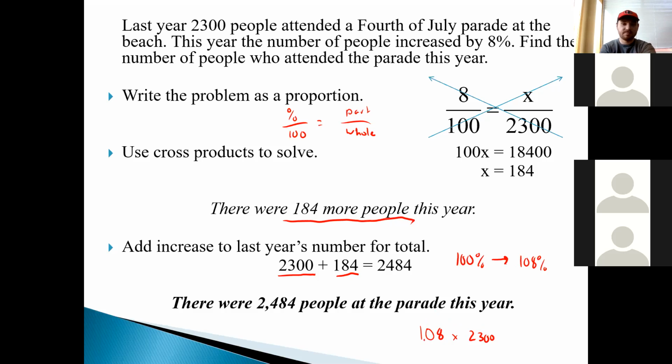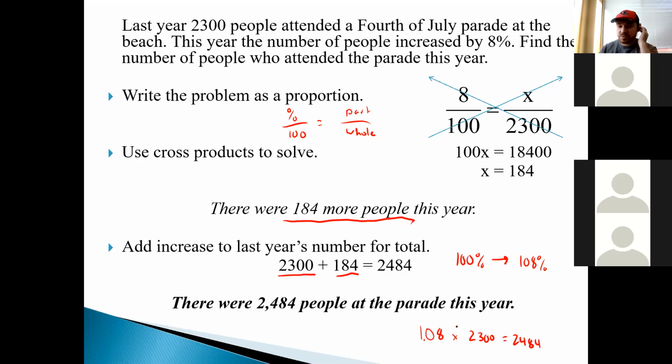Is anybody doing it? Do I need to elect somebody to do it? Thank you, Jasmine. So yeah, you get 2,484.